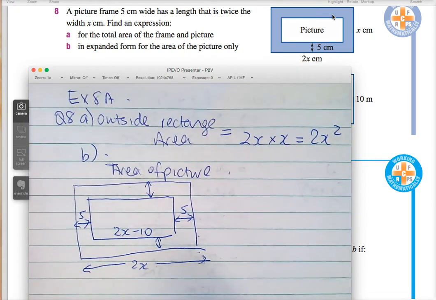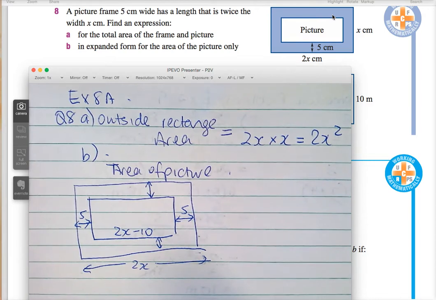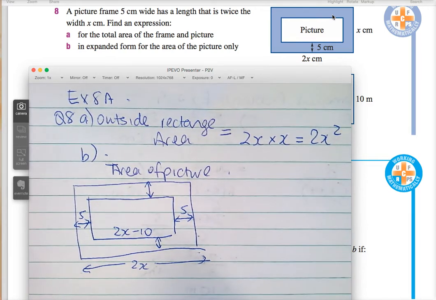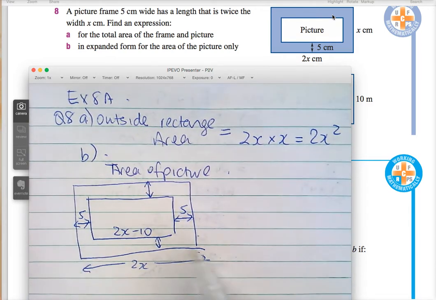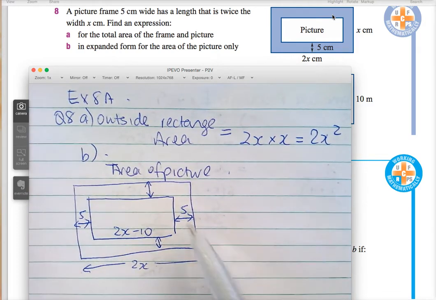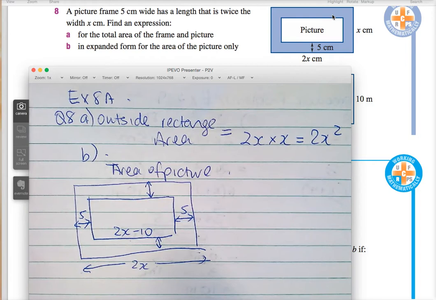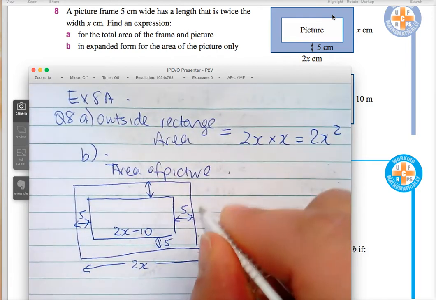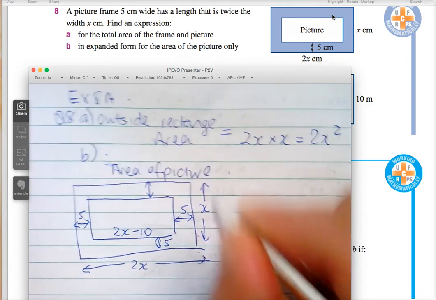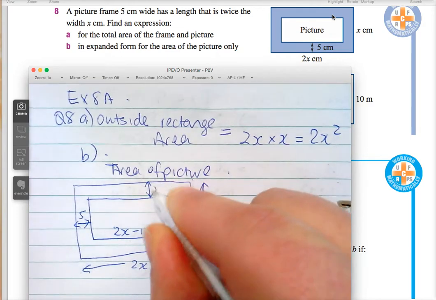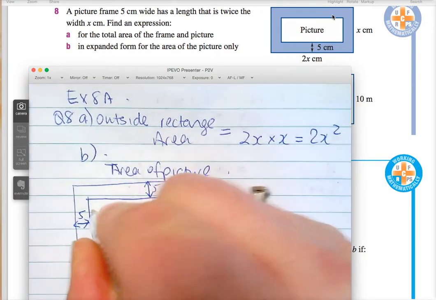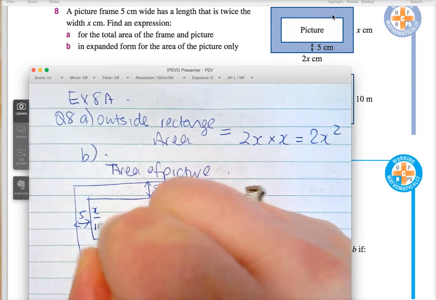So I say to myself, how would I do this if they were just numbers and not algebra, if there were no pronumerals? I would do this length, let's say 30 minus 5 minus 5, so it would be that minus those two. So I just do the same. 2x minus 5 minus 5 is 2x minus 10. What about the other dimension? If this is x, then we've got to take away 5 twice. So the other dimension is x minus 10.